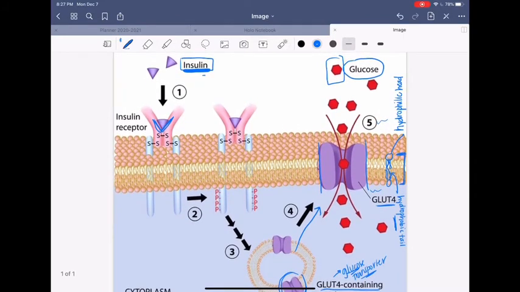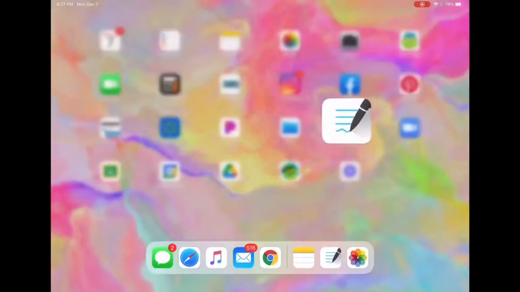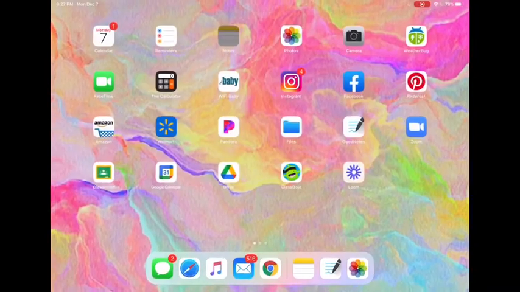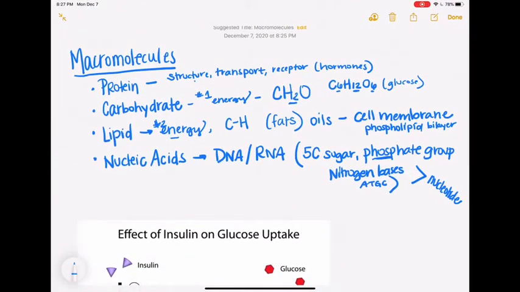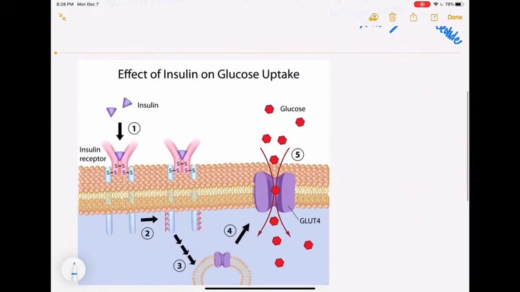Okay? This here is a protein. So there's one of our proteins that we were just talking about. Insulin is a hormone. So that's another type of protein. This is a receptor, which is another type of protein. We said that proteins can do lots of things. They can be structural, they can be used for transport, they could be receptors, and they can be hormones. And we've seen all of that in our diagram.